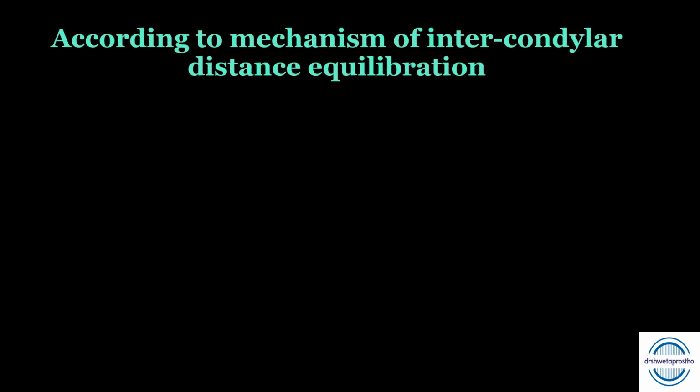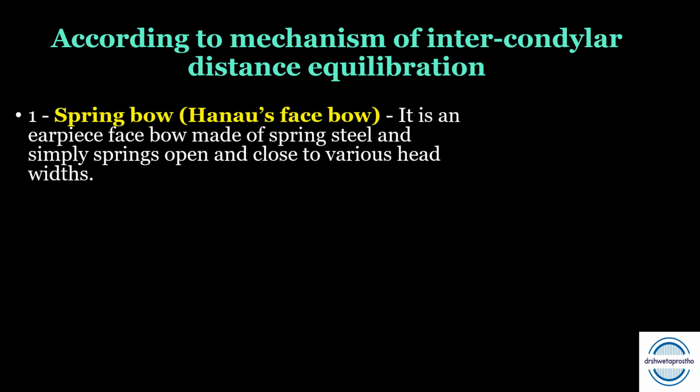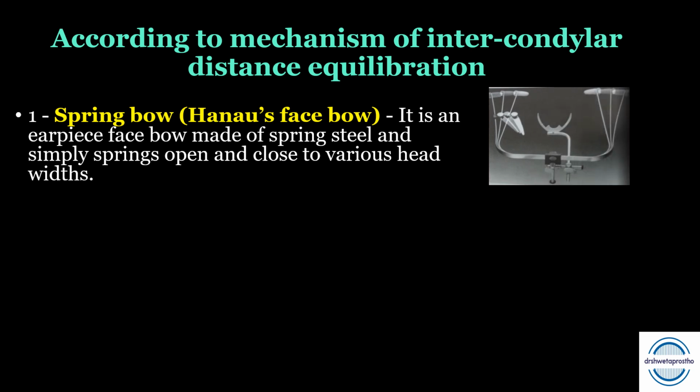Now there is one more classification of Facebow according to the mechanism of intercondylar distance equilibration. Okay, we want this intercondylar distance to be equal on both the sides. We have spring bow or the Hanau's Facebow. It is an earpiece type of the Facebow made up of spring steel. As we can see in the picture, it will automatically open and close to various head widths.